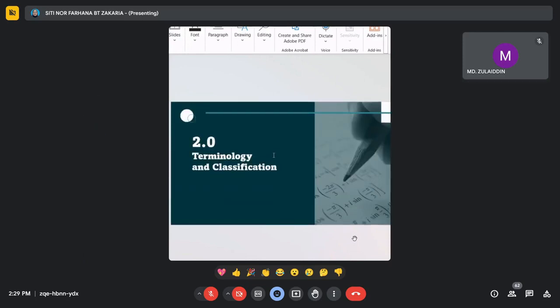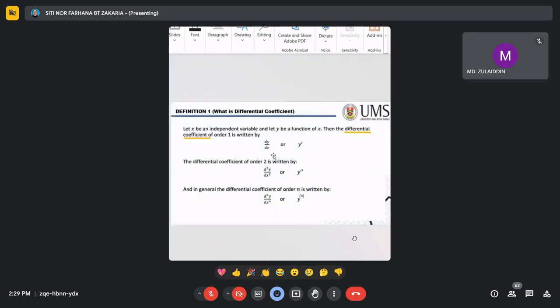Okay, let's move to terminology and classification. What is DE? We can write DE like this: dy/dx. This is DE. d2y over dx power of 2 is also DE. And d^n y over dx^n is also DE. But the difference between the first, second and third is the order of the DE.